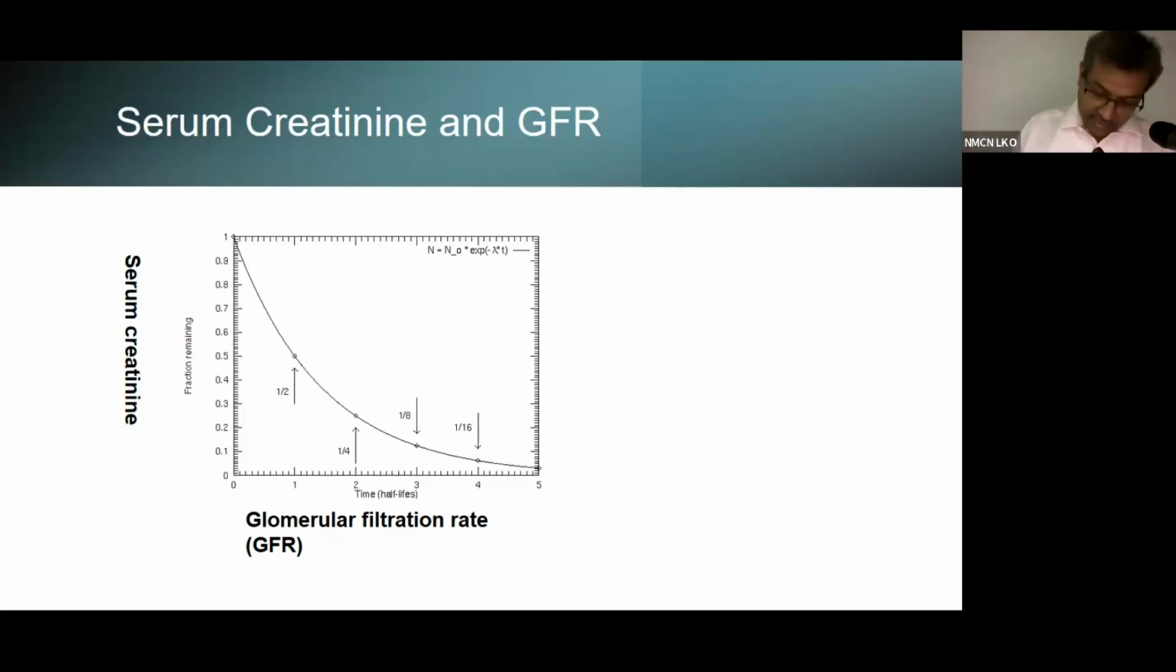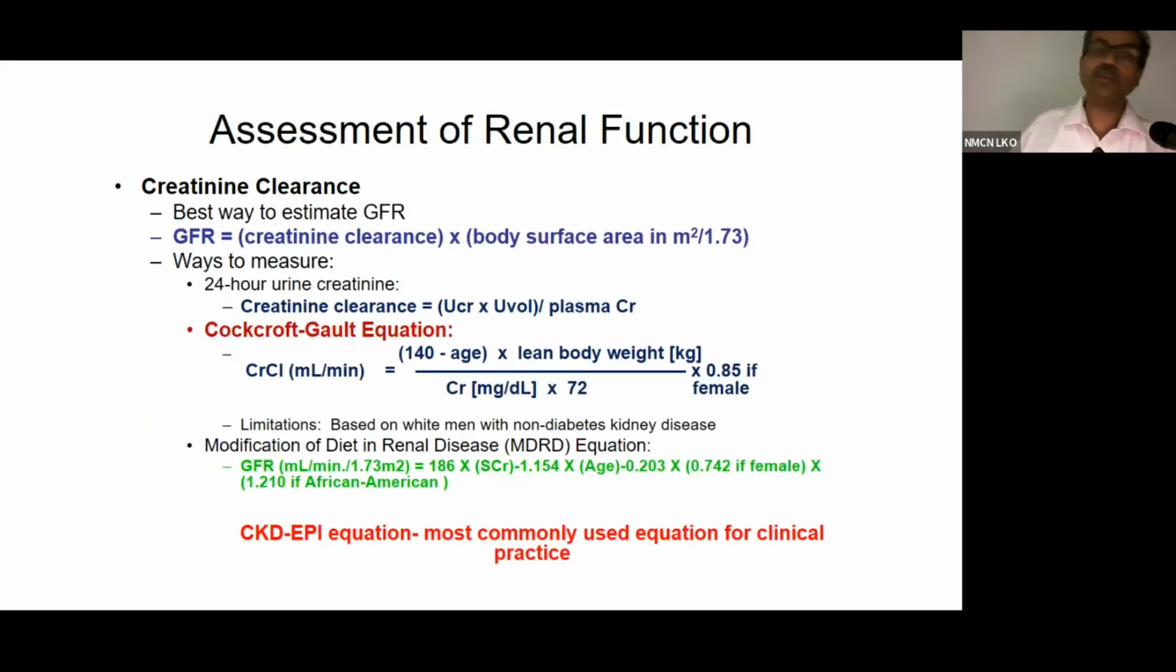So this is the reason why people advocate using creatinine clearance formulas to assess the real functions of the kidney. What is actually the creatinine clearance value? So there are different methods of calculating creatinine clearance.